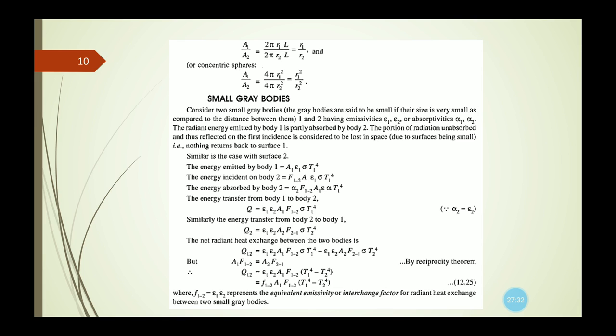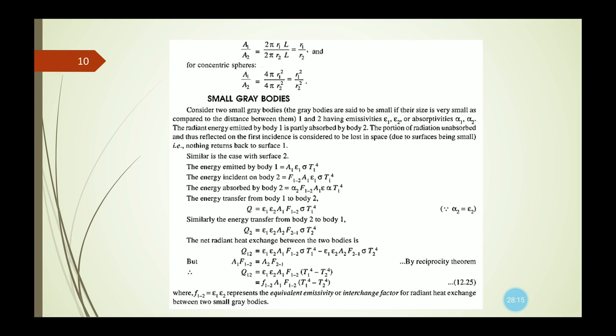So that means if it is lost in the space, nothing will be returned back to the surface 1. A similar case will happen for surface 2 also. Now the energy emitted by body 1, the small gray body 1, is A1 epsilon 1 sigma T1 to the power 4. Now the energy incident on body 2 will be F12 A1 epsilon 1 sigma T1 to the power 4. In a similar manner, the energy absorbed by body 2 we can also write.